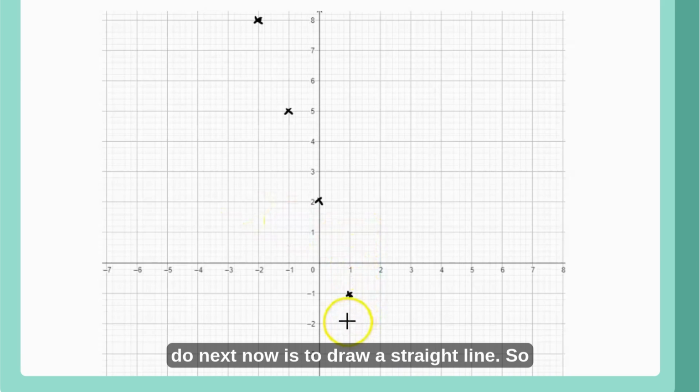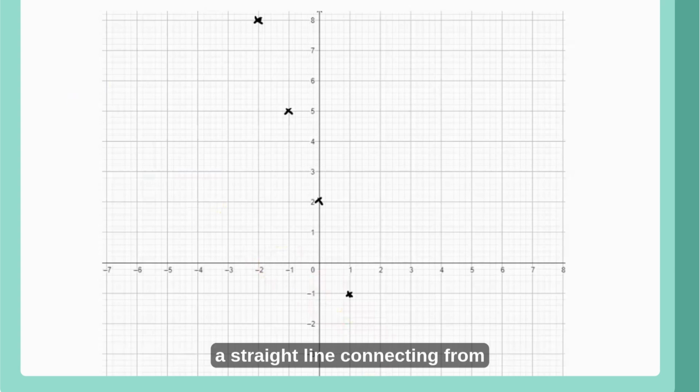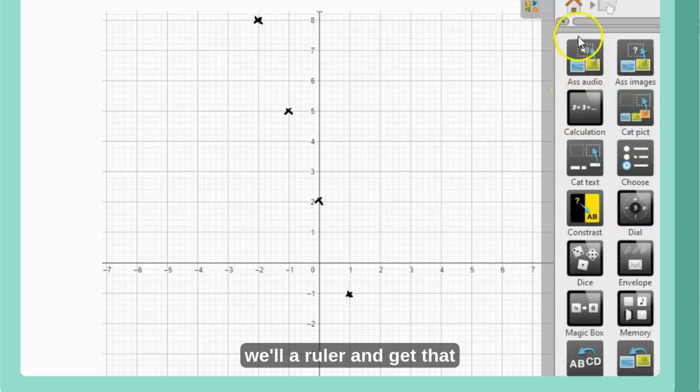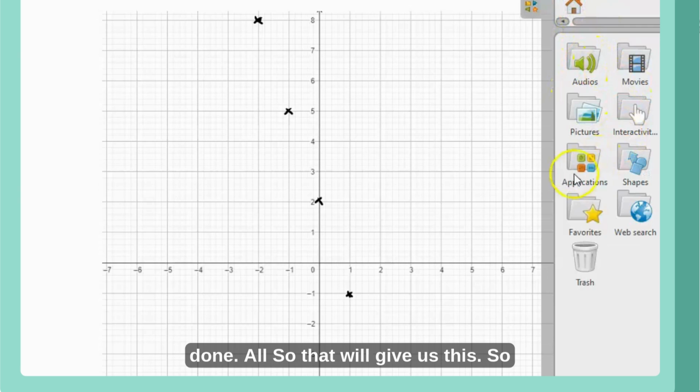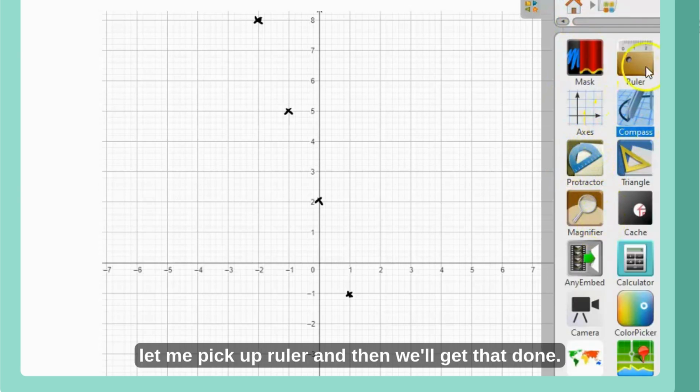So what I'm going to do next now is to draw a straight line, connecting from this point. In this case you could use a ruler. So let's get a ruler and get that done. All right, so that will give us this. So let me pick up a ruler and then we'll get that done.